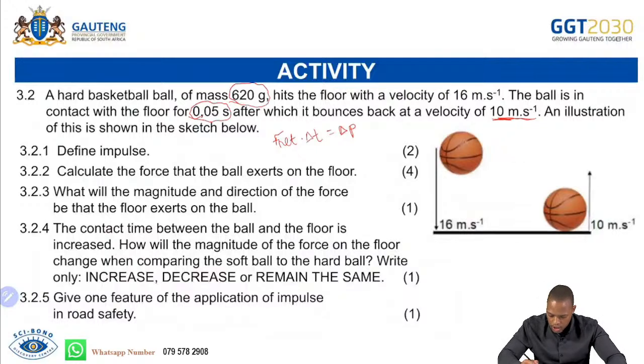So here's the sketch. You can see the ball going down. The initial velocity is 16 meters per second. It bounces, then goes up. The final velocity is 10 meters per second. Okay. The first question there says, define the term impulse. Let's define the term impulse.